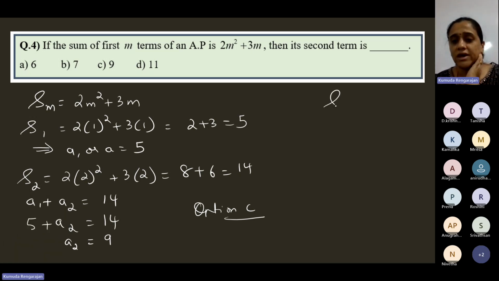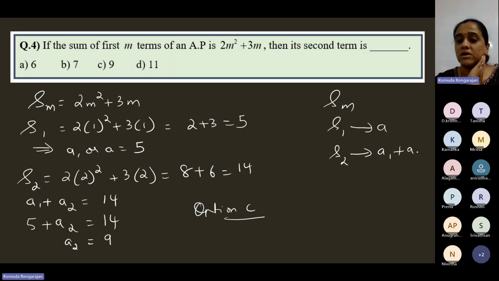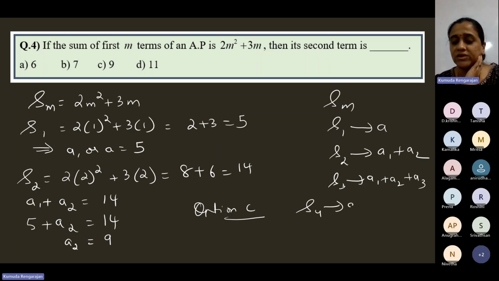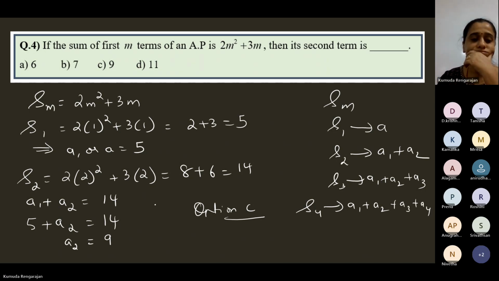Sm is given. Find S1. S1 is A1 or A. Then find S2. S2 is A1 plus A2. S3 is A1 plus A2 plus A3. S4 is the sum to first four terms of the AP, A1, A2, A3, A4. And so on. So A1 plus A2 is 14. A1 is 5. So A2 is 9.